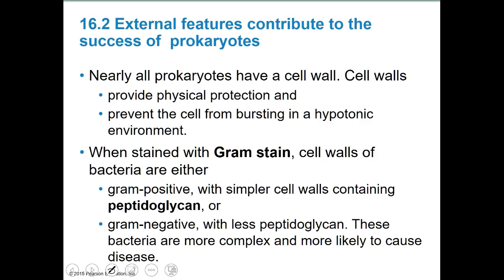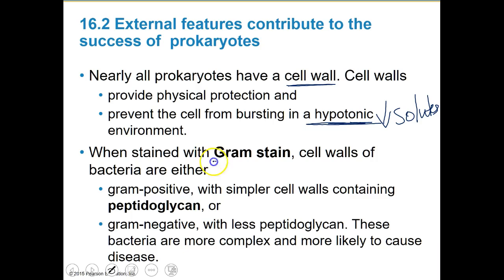So nearly all prokaryotes have a cell wall. This is one of their things. They can provide some physical protection, and they can help keep it from bursting in a hypotonic environment. We have to remember that. In case it encounters something that has low solutes, like pure water and things like that, it can prevent it from bursting.